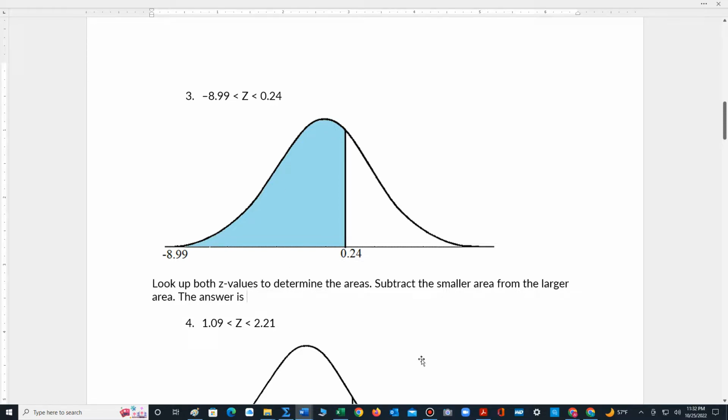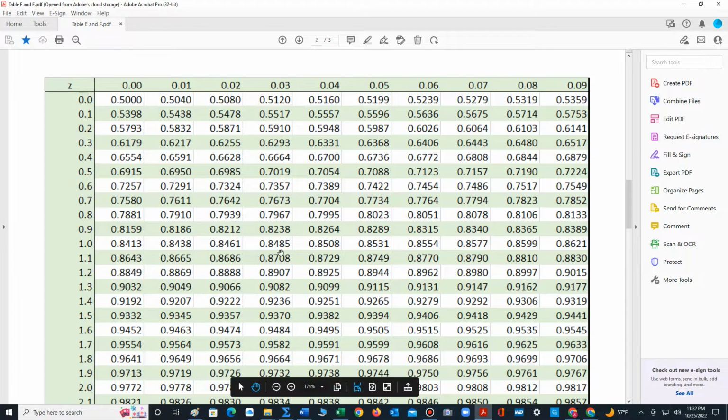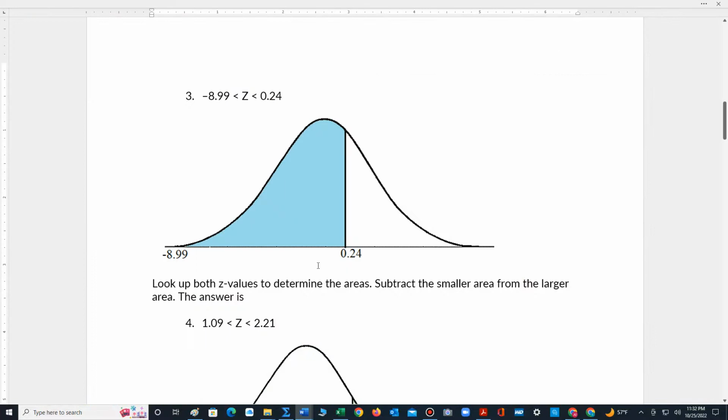First of all, let's look up 0.24. If we look up 0.24, we have 0.5948. So we have 0.5948 minus, then we look up the area for negative 8.99.